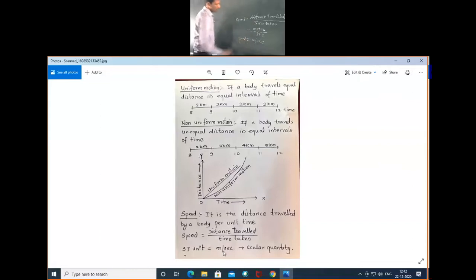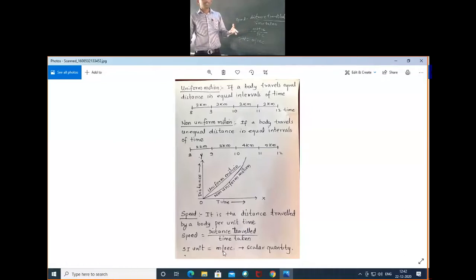So see, speed is telling the distance traveled. What is speed? It is the distance traveled per unit time. The object is traveling how much distance per unit time. For 1 hour, how much is it traveling? For the next hour, how much is it traveling?